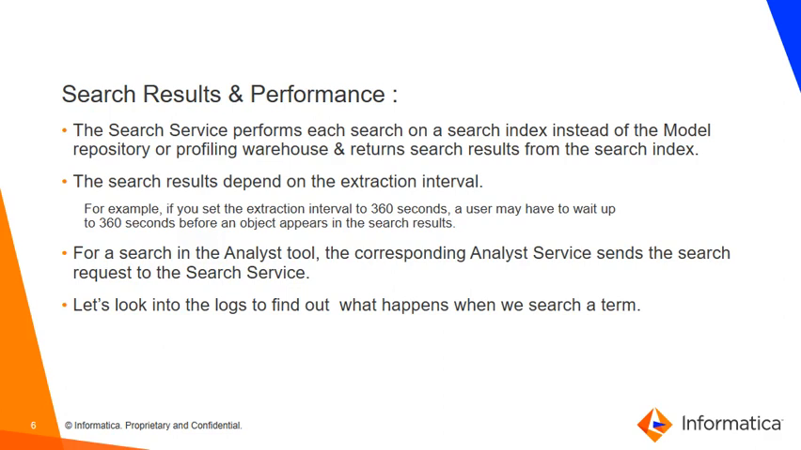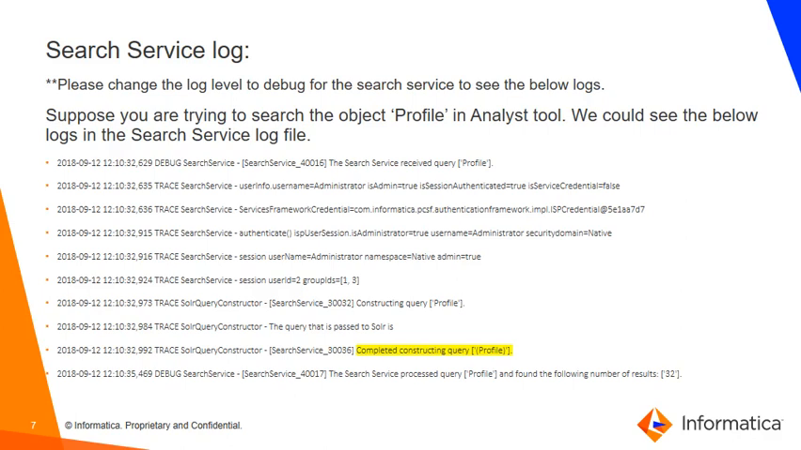So let's look into the logs to find out what happens when we search a term in the Analyst or BG desktop tool. So here you see, for example, a profile object has been searched in the Analyst tool. But please remember, before you see this log information in the search service, you need to change the log level of the search service to debug, as by default it will be info and it won't show these messages in detail.